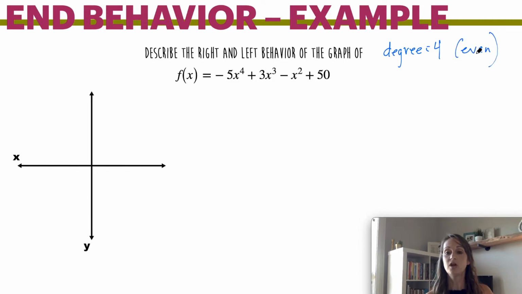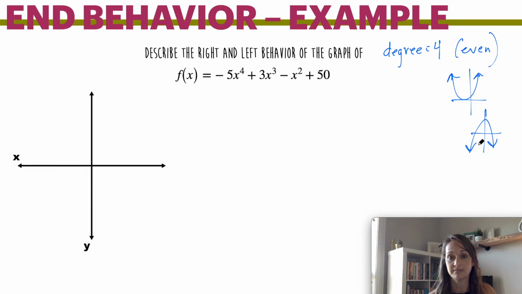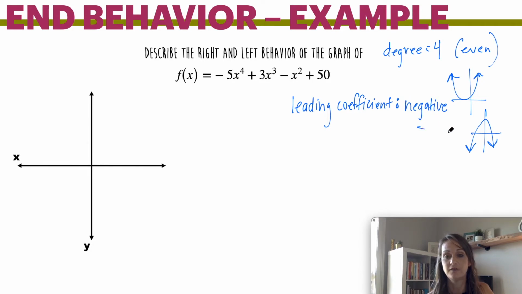Okay, so we know that it's either going to be something like this or it's going to be something like this. We don't know which, we just know that since it's an even degree, it's both going to go up or both going to go down. So the next thing we look at is the leading coefficient. The leading coefficient is negative in this case. So therefore, it's going to look like this. We don't know what's going on in here, but we do know that the result is going to be going down.